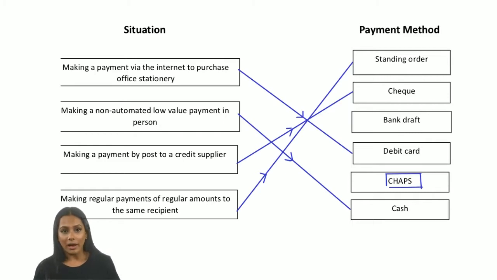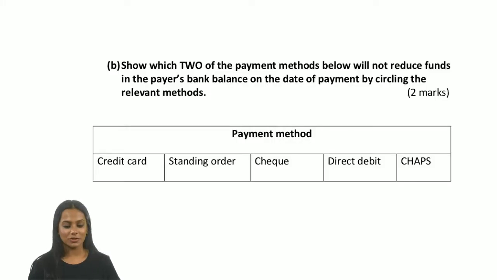Now, once you have paid via CHAPS, you can't cancel it once the money has been received, and that's when you can adjust for something that you've done wrong. Okay, so that is part A of the question, 4 marks. Let's move on to part B of the question.